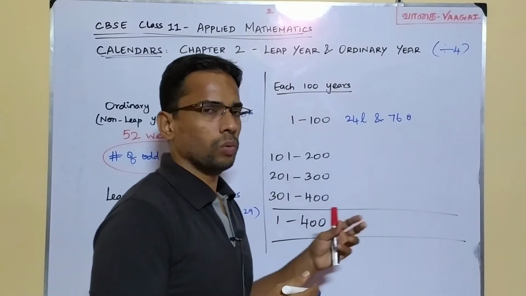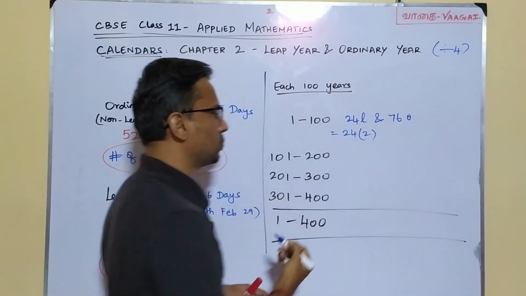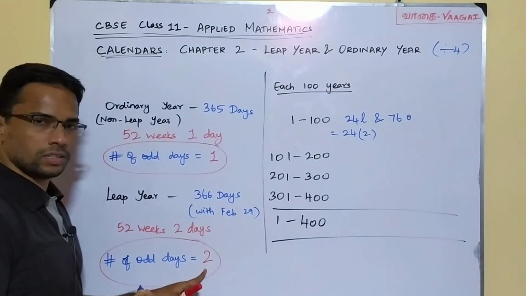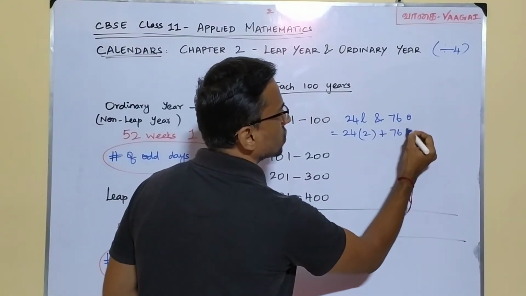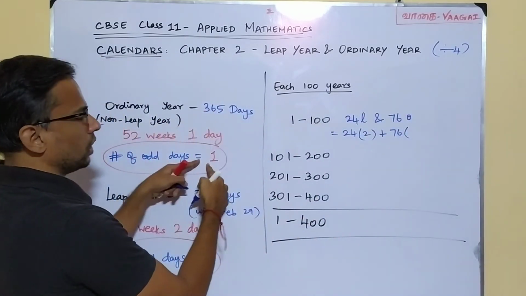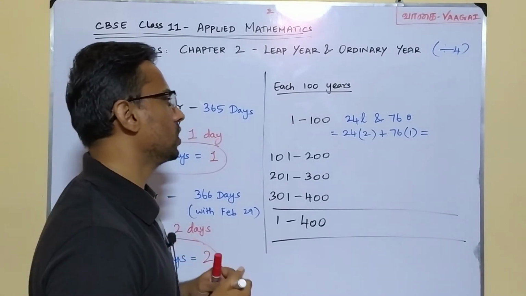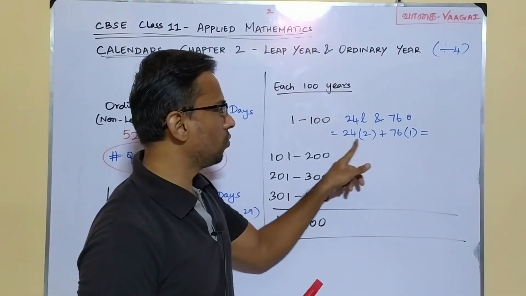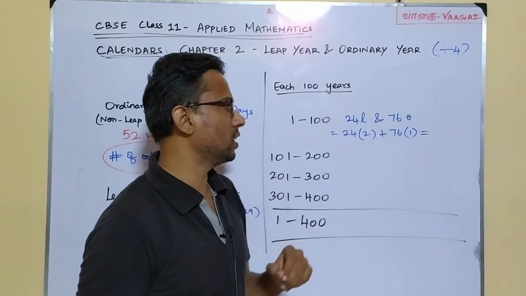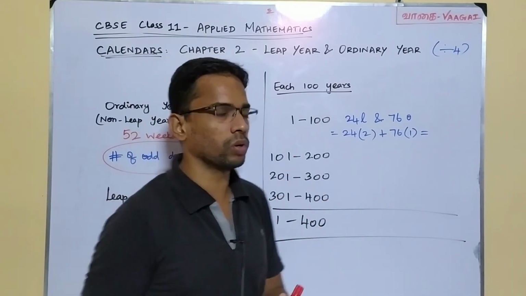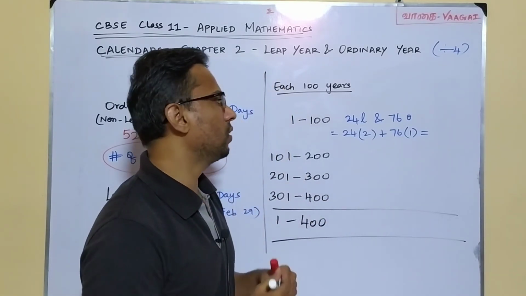And now let's try to do the calculation. For each leap year you have 2 odd days, and plus, continue this, 76 ordinary years. For each ordinary year you have only 1 odd day, right? Let's do this. So when you do so, you would get how much here? 24 times 2 will be 48 and 76 times 1 will be 76. So 48 plus 76 would give you 124. Correct? So it would be 124.